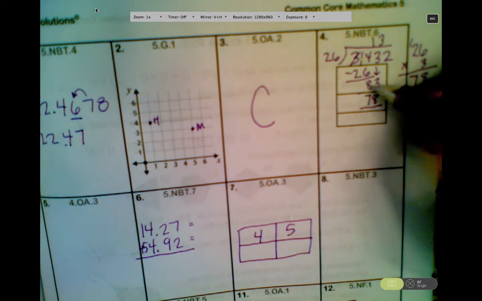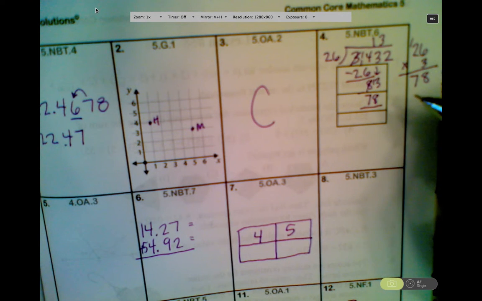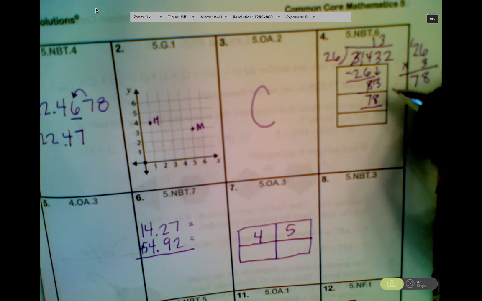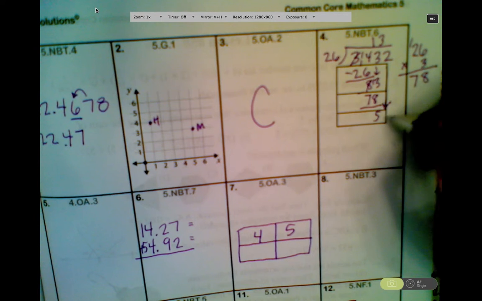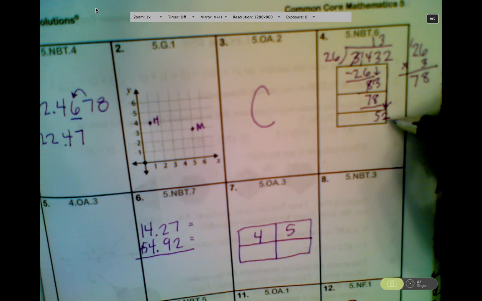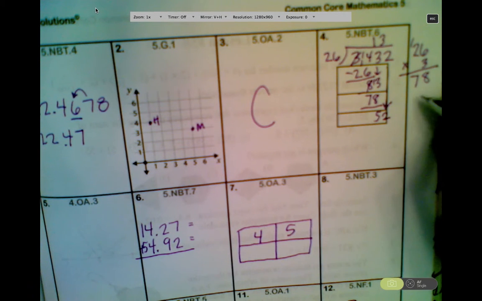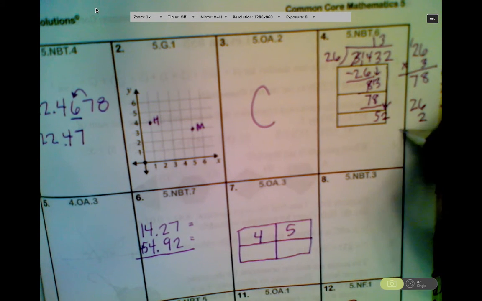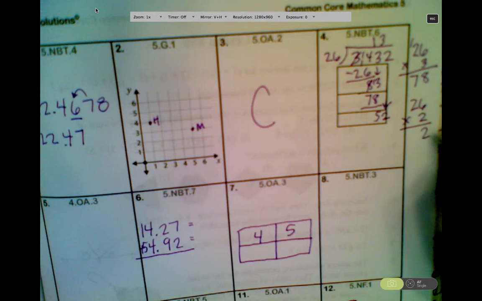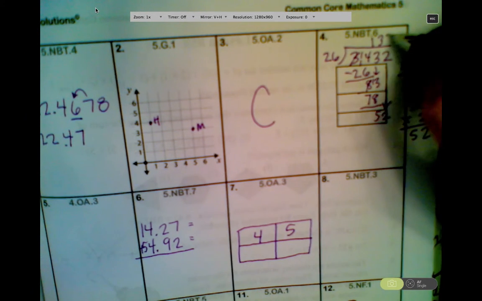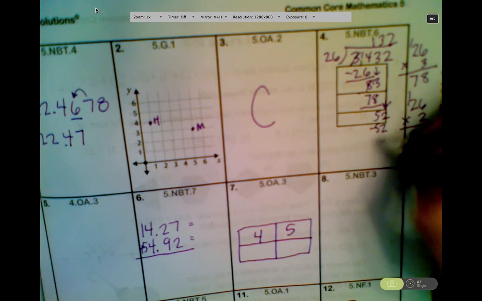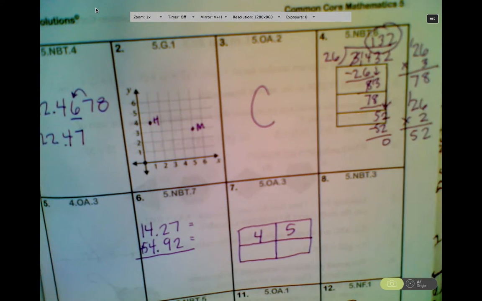And then I will subtract. 13 minus 8 is 5, and bring down my 2. Okay, 26 goes into 52. Well, it can't be 3, so I'm going to try 1 less than 3, which is 2. Let's try that. And it's 52. Finish out my problem, so my answer is 132.